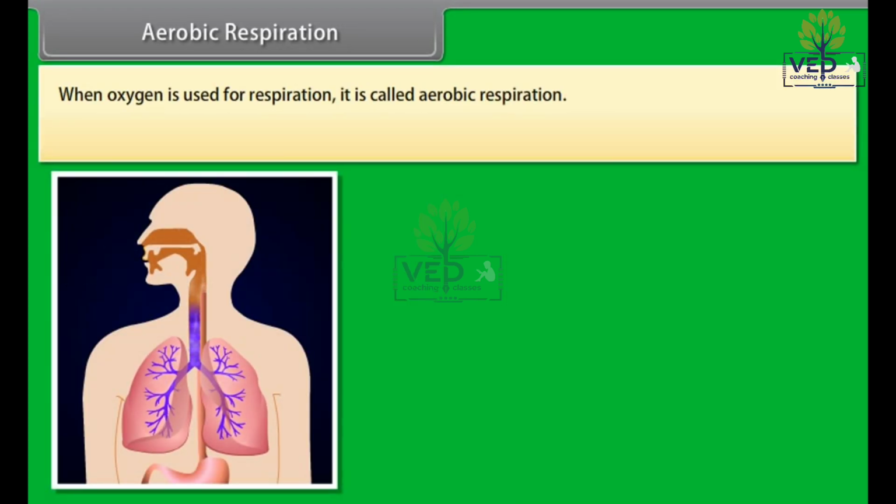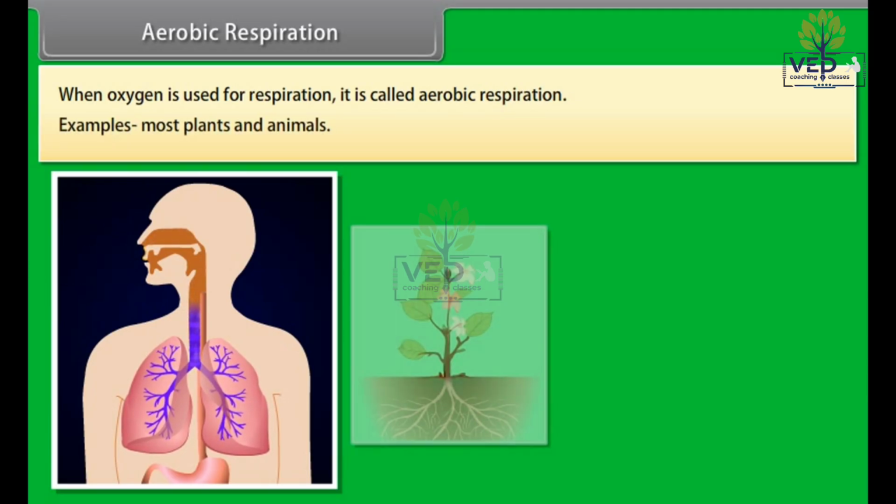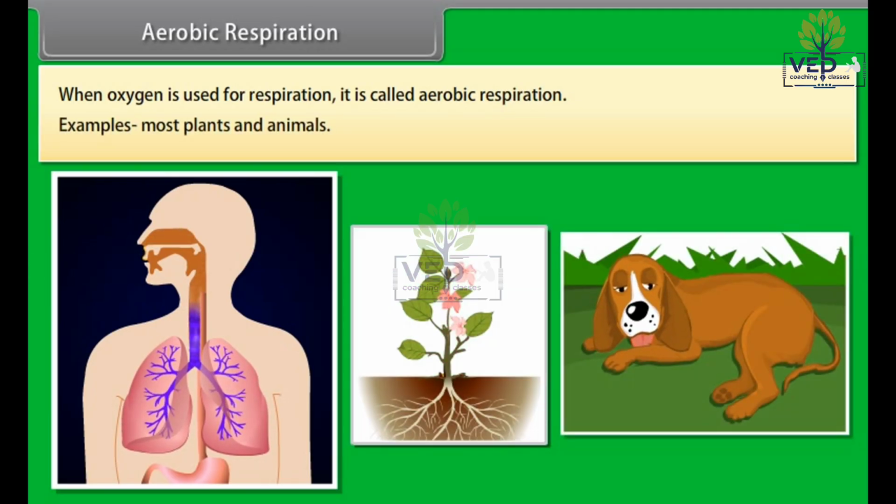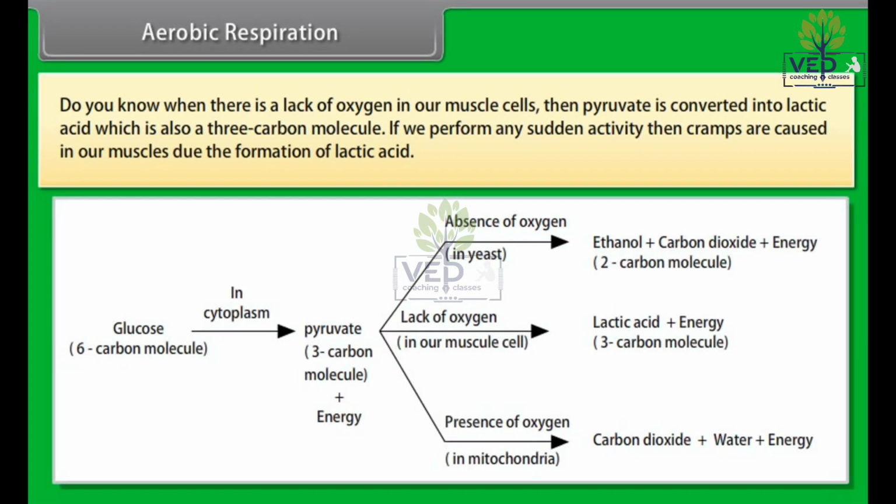Aerobic respiration. When oxygen is used for respiration, it is called aerobic respiration. Examples: most plants and animals. Do you know when there is a lack of oxygen in our muscle cells? Then pyruvate is converted into lactic acid, which is also a 3-carbon molecule. If we perform any sudden activity, then cramps are caused in our muscles due to the formation of lactic acid.